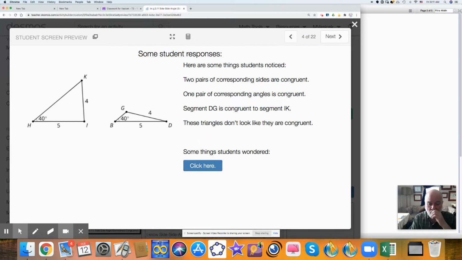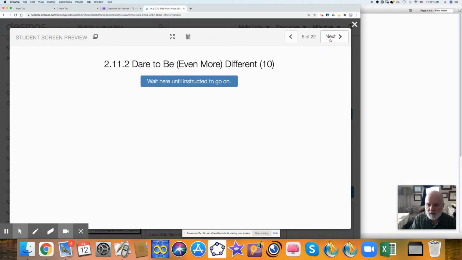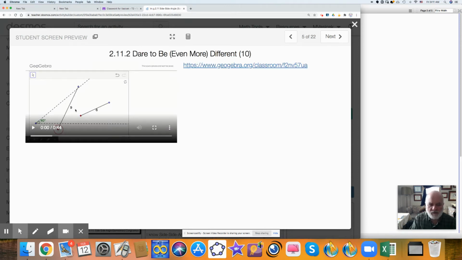Some things students wondered: are these supposed to be congruent? Should two triangles with two pairs of congruent sides and a pair of congruent angles be congruent? Will this situation ever result in congruent triangles? What has to be true? Let's explore it.